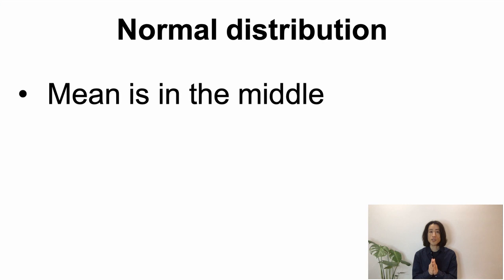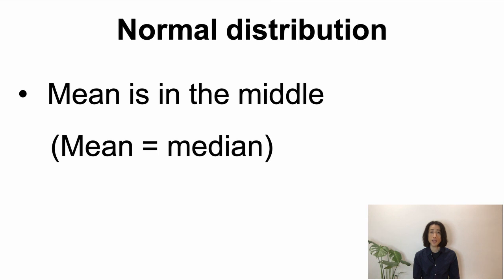One characteristic of a normal distribution is that the mean is exactly in the middle. That means there are just as many data points to the left of the mean as there are to the right, which, by the way, is also the definition of median. Median is literally the number in the middle. So you can also say that in a normal distribution, the mean is the same as the median.